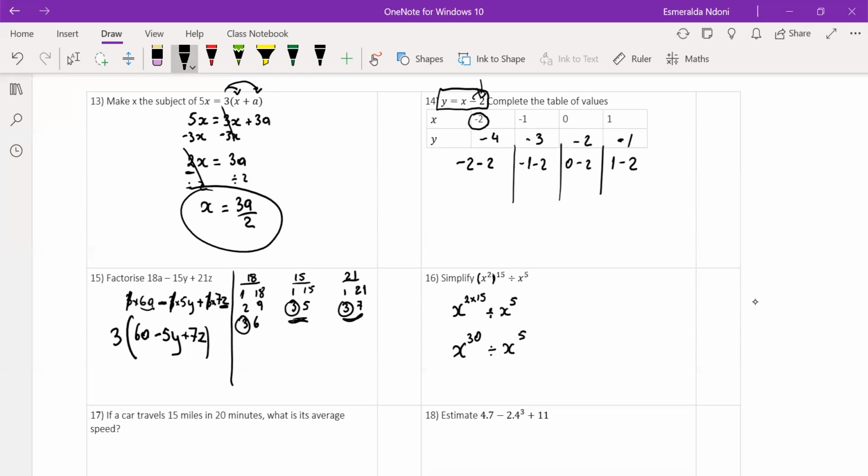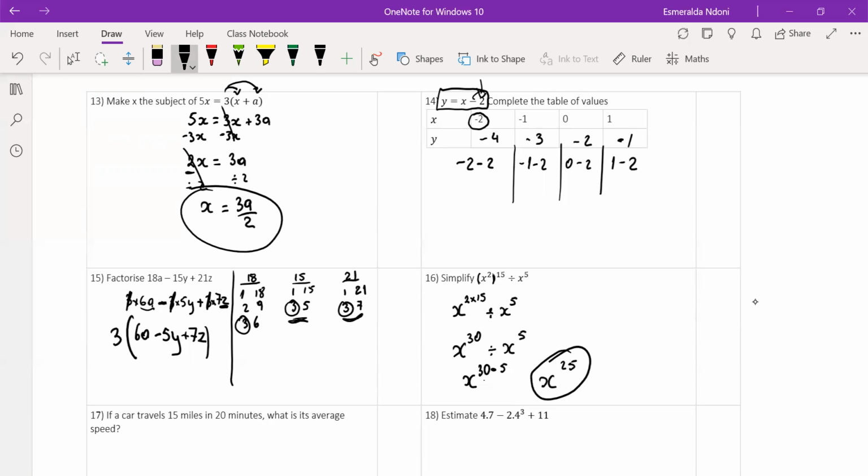Now we move on to the next law of indices. Bases are the same, so when we're dividing, we subtract powers. So x to the power of 30, take away 5, so the answer is x to the power of 25. And you are done with it.